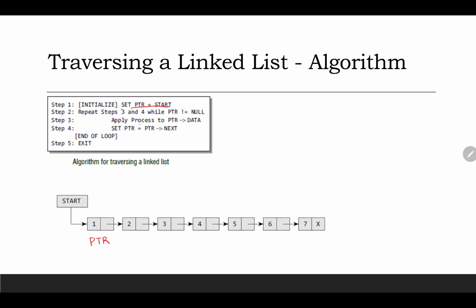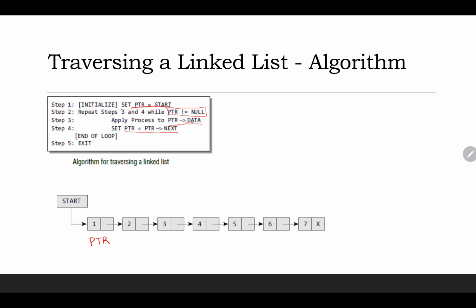In the third step, we apply the process to ptr->data. So we have some process we are going to apply. Here in traversing, we are going to access that particular node only, so some process. Then in the fourth step, after doing the process on that node, we have to move the pointer to the next node. So we are setting ptr equal to ptr->next. Till this condition becomes false, this loop will be executed.